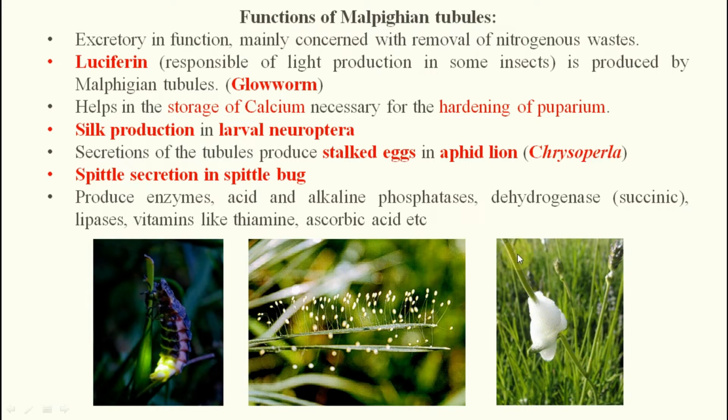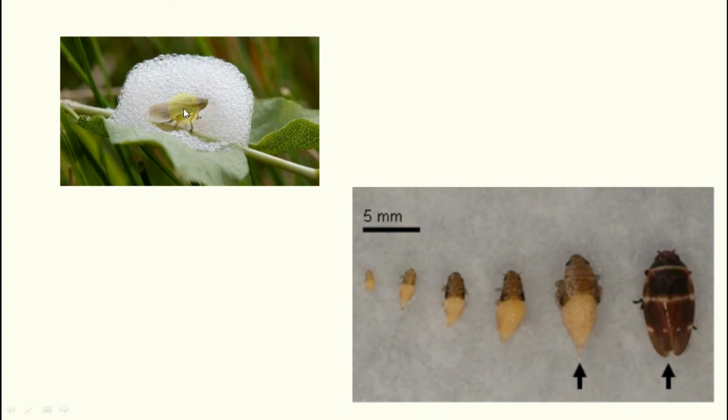Have you seen this picture? On the plant, a foam-like structure will be there. It may be in red gram or in some weeds. This foam-like structure is the secretion of the spittle bug. They secrete this for defensive purpose. This spittle secretion is also carried out by the Malpighian tubules only. Apart from that, they also produce enzymes, acid and alkaline phosphatase, dehydrogenase, lipase and so on. You can see in this foam the spittle bug and its stages.